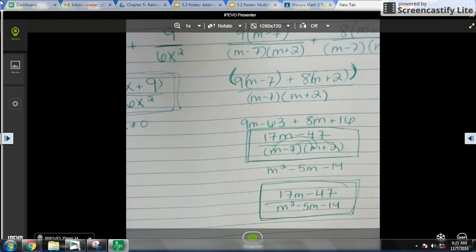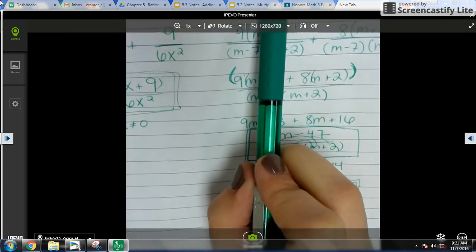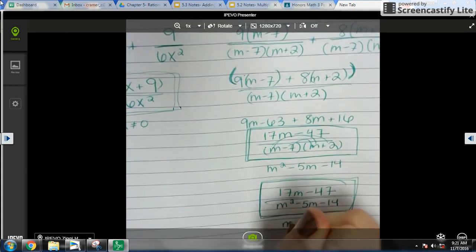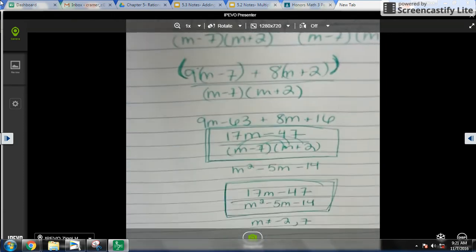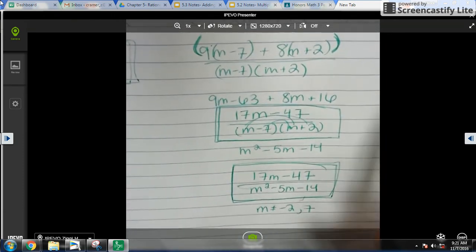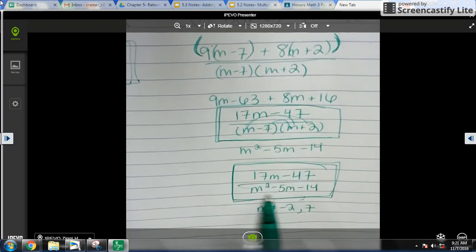And if it asks for excluded values, we would have to go back to the beginning, and our excluded values here would be -2 and +7. So that would be our final answer. If it asks for it in factored form, you could keep it like this. Standard form, we would keep it like this.